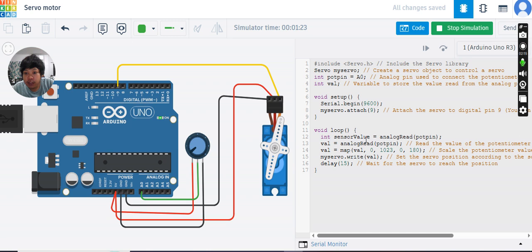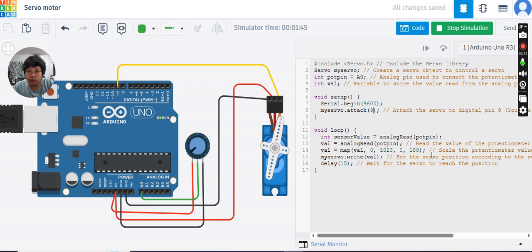So for the sensor value, we will read the value of the potentiometer, the pot pin, and then that reading will be val. So val is equal to analogRead(potPin). So that value will be mapped. So val is equal to 0 to 1023 because it is connected to 5 volts.